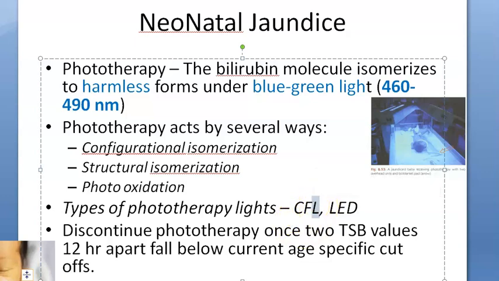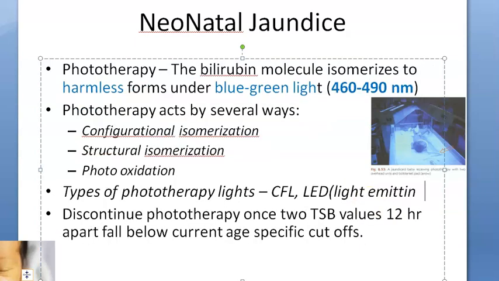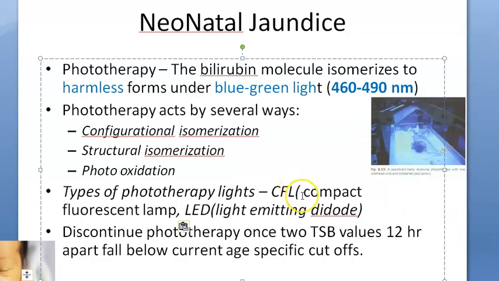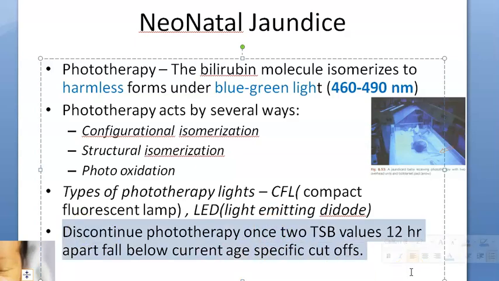What do you say, people? LED, I know. Light emitting diode, right? This I have seen in electronics. CFL is a very crazy thing. Compact fluorescent lamp. So basically just adding some extra information here. And once you can see that the levels of bilirubin are lesser than the cutoff, you can stop the phototherapy. You should check it 12 hours apart. Two times you will check and then you will stop phototherapy, they are saying.